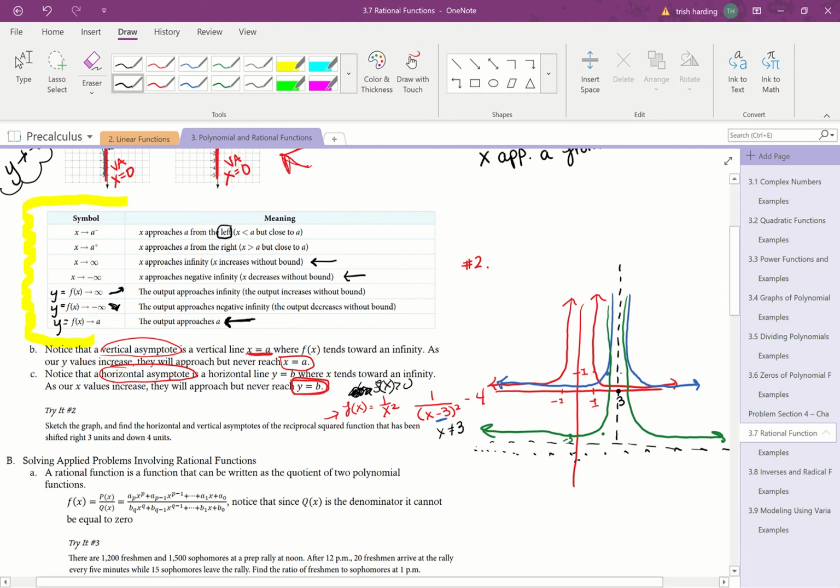So for the y values, we cannot have it be 4. And that's a horizontal asymptote. There we go, y equals 4. This is a horizontal asymptote, and this is a vertical asymptote at x equals 3.